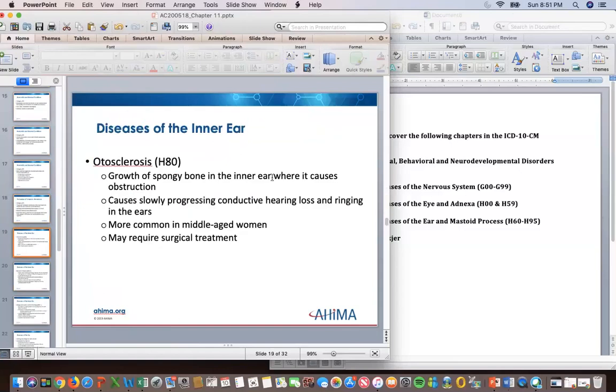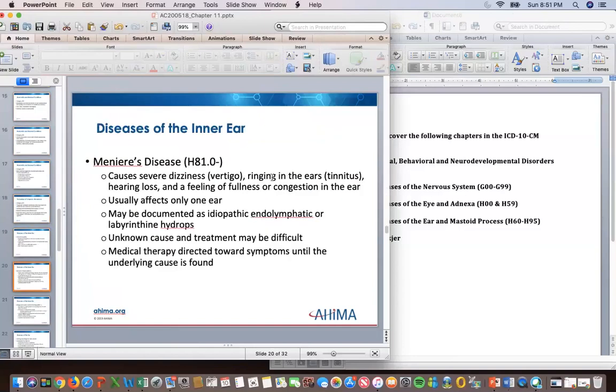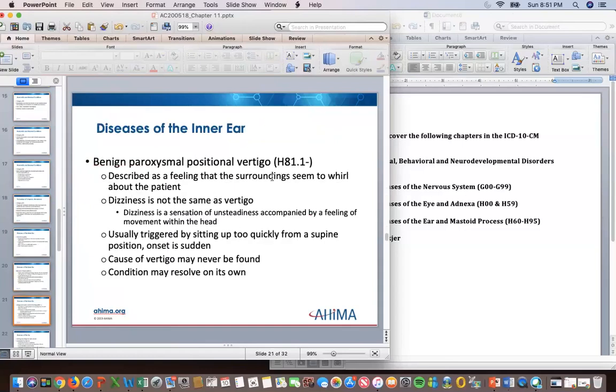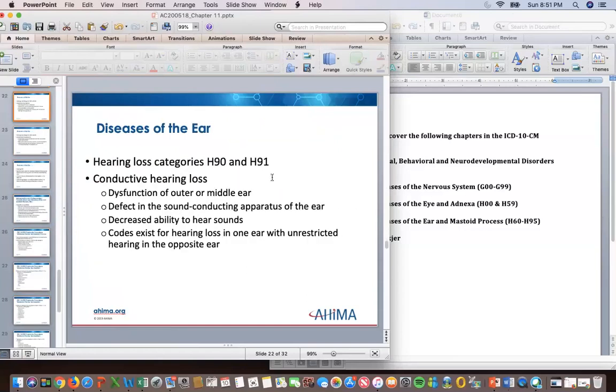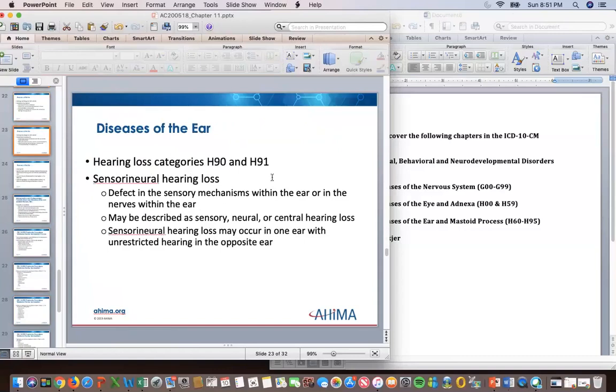Otosclerosis is H80, growth of the spongy bone in the inner ear where it causes obstruction. Meniere's disease, you may have heard of that, causes severe dizziness, vertigo, ringing in the ears, hearing loss, and a feeling of fullness or congestion in the ears. So again, we are learning a little bit about the ear. Benign paroxysmal positional vertigo, I have that. Hearing loss, conductive hearing loss.